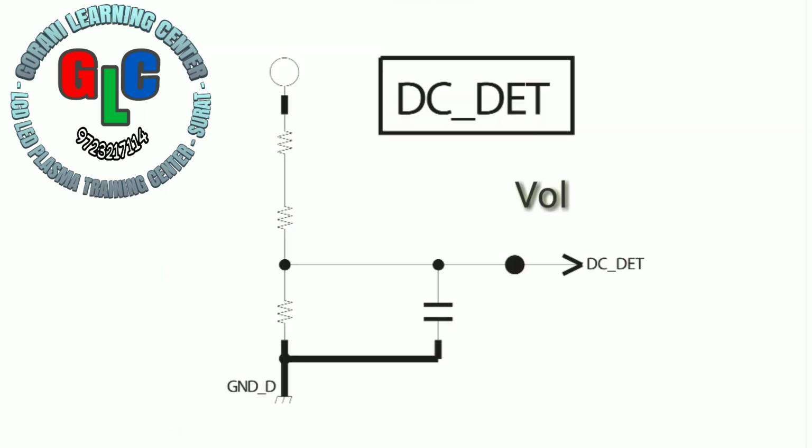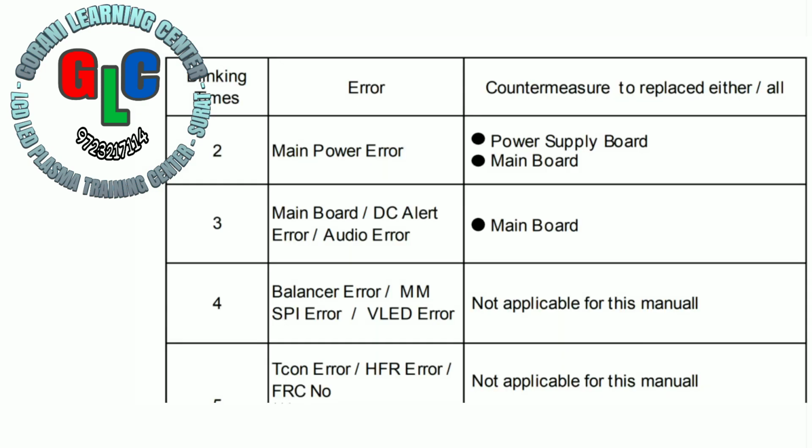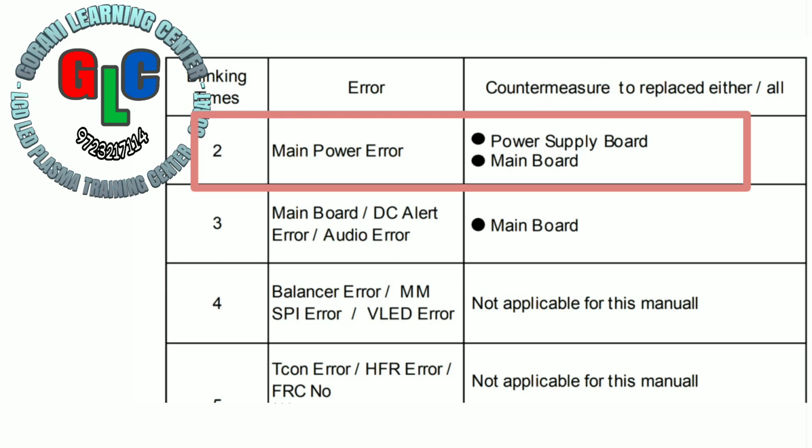A very simple technique used in circuit boards is the voltage divider method. This method requires two resistors to design a voltage divider circuit. One is on the supply line and the second one is on ground. In a service manual, it is described for main power error, regarding a power supply board or a main board error.